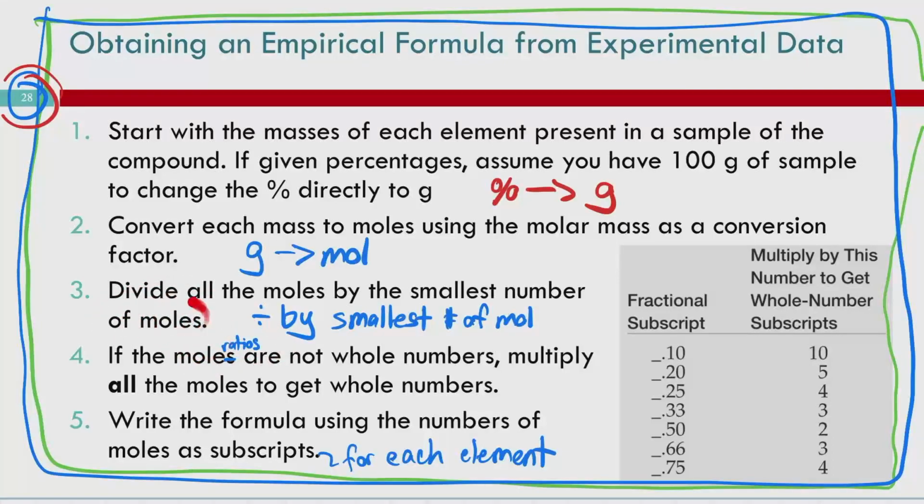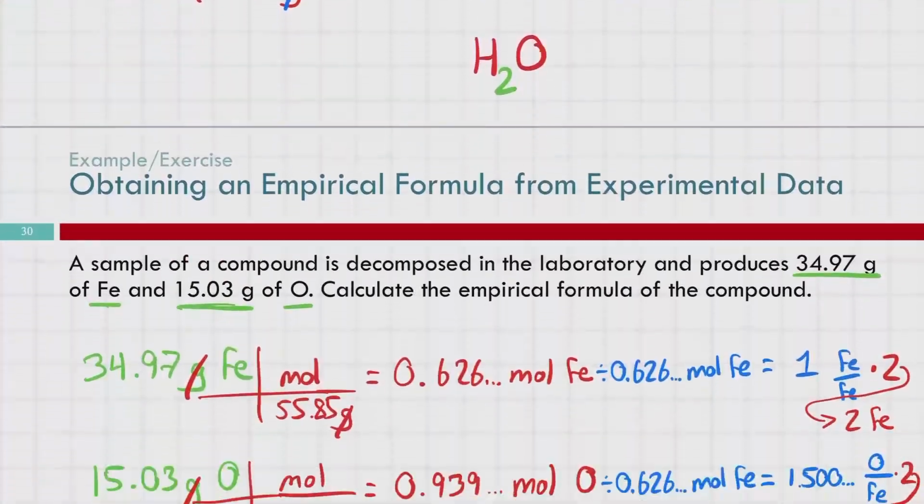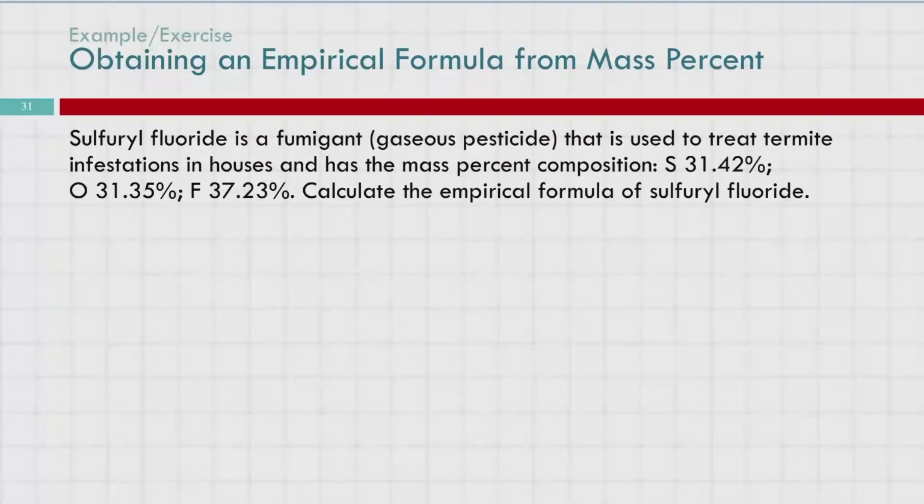We're often not going to have whole numbers from step 3. So if we have an ending that's pretty close to one of these endings, then we can multiply by the corresponding number to get all of the numbers up to whole numbers. And then those numbers are going to be our subscripts for each element. So let's see what that looks like for sulfuryl fluoride.